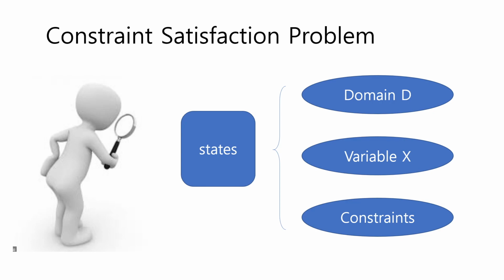A constraint satisfaction problem is a searching problem with the goal test of constraints on the values of the variables. State is defined by variable X with values from the domain D. We can use this usefully as an algorithm which has a specific purpose. Now let's check a few examples.